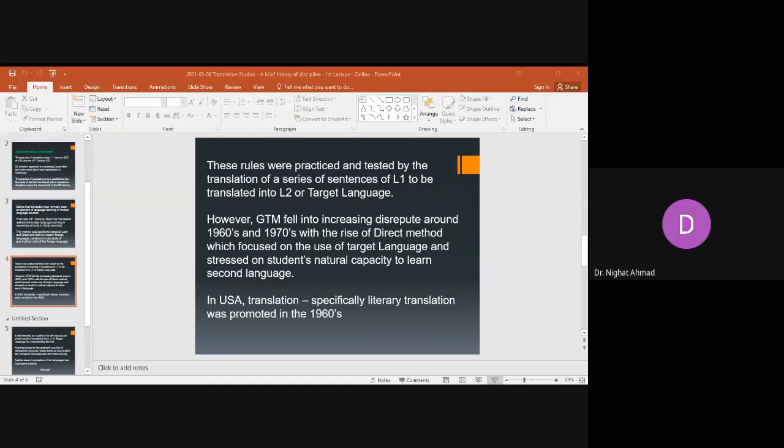And what would these two languages be? The L1, that is the mother tongue, and the target language would be L2. So when you are translating from one language to another, linguists in particular, people who are trained to be linguists, who are experts in language, would not just be translating word for word.